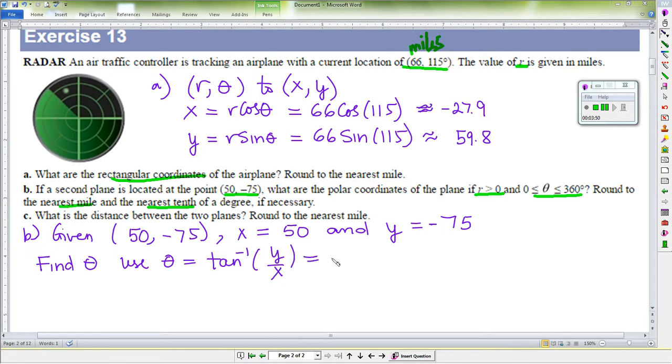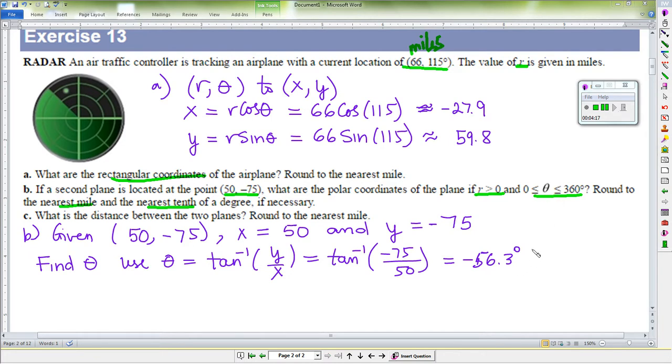So therefore we will substitute: inverse tangent, substitute y for negative 75, substitute x for 50. Put in our calculator in degree mode. We will end up with negative 56.3 degrees. Now at the requirement right here we say that we want our angle to be a positive angle between 0 and 360.